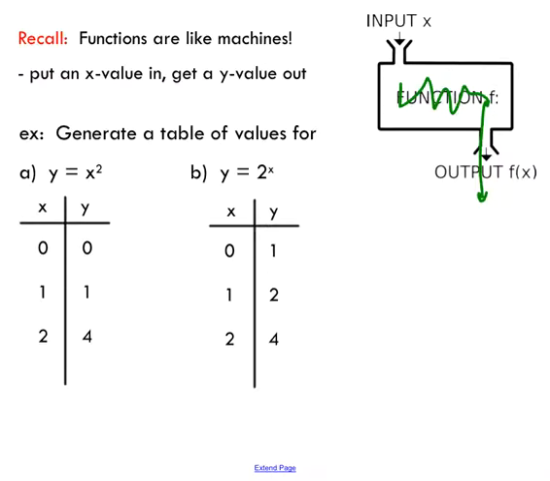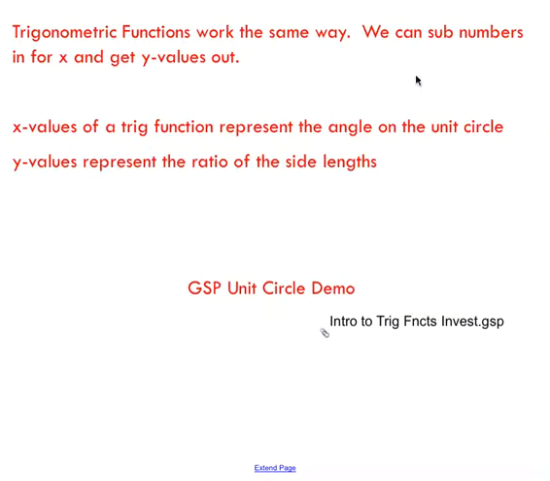Okay, well, trig functions work the exact same way. So you can substitute numbers in for x and you get y values out. But for us, in this case, for trig functions, the x values represent an angle on your unit circle. We talked a little bit about the unit circle, but the values that you're putting into your function are the angles that your terminal arm is rotating through. And the y values that come out represent the ratio of these side lengths.